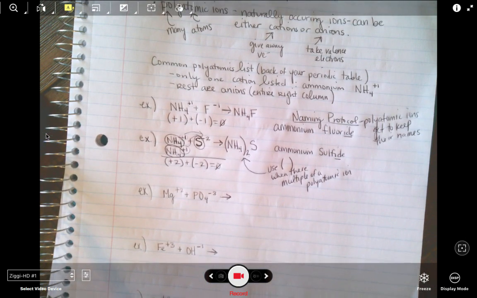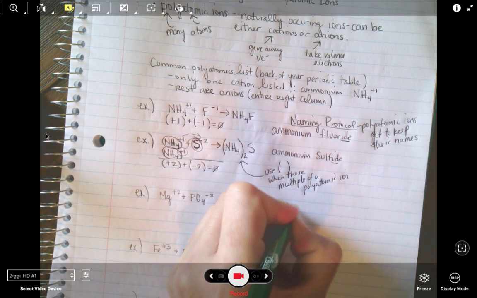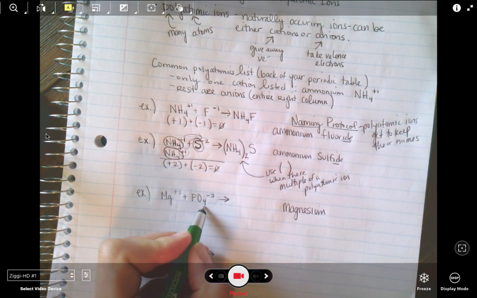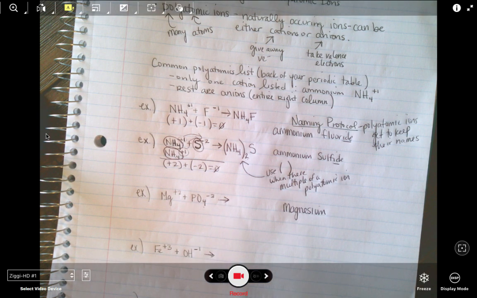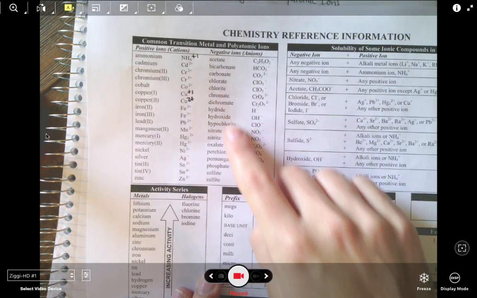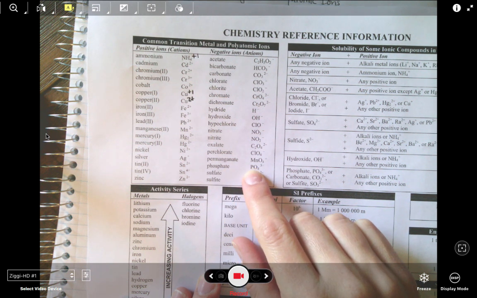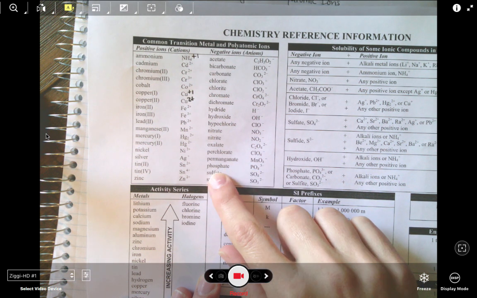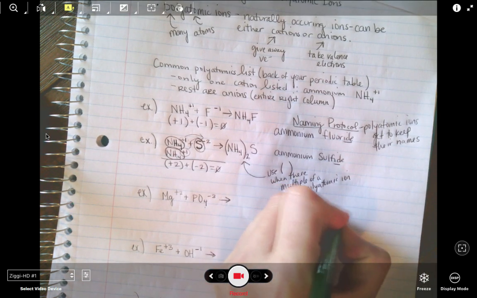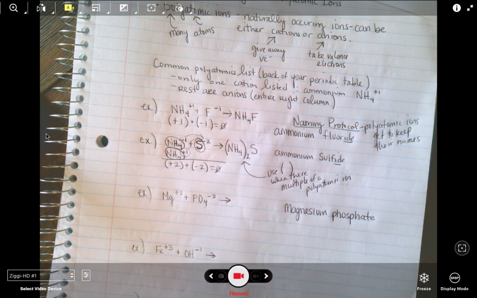Okay, next one. Magnesium is just an element listed on the periodic table. It's a cation, so as far as the naming goes, it's just magnesium. And this PO4 3-, that looks like a polyatomic ion, so I'm going to come over to my list. These are alphabetical, so find the P's right here. PO4 3- is called phosphate. Remember, polyatomic ions get to keep their names, so I'm going to call this phosphate. So this is magnesium phosphate.